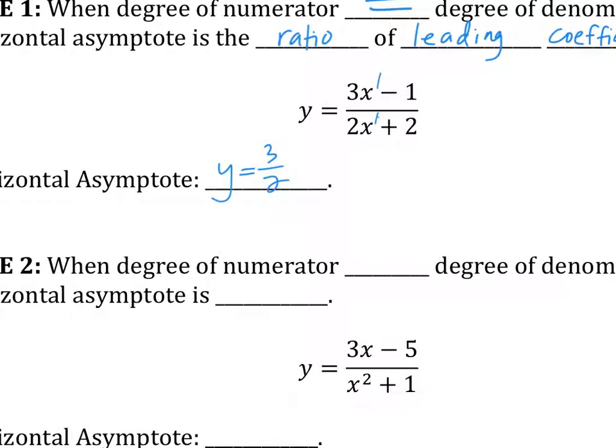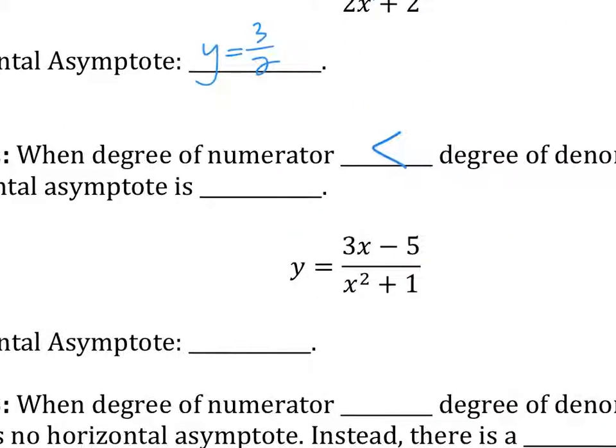Second case, when the degree of the numerator is less than the degree of the denominator. Okay, let's take a look at this again. Y equals 3x minus 5 over x squared plus 1. What is the degree of the numerator? 1. What is the degree of the denominator? 2. Is the degree on the top smaller than the bottom or bigger than the bottom? Smaller. Okay, when it's smaller, it's just 0.